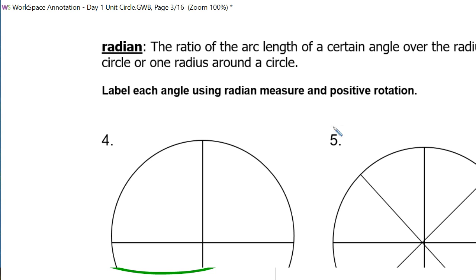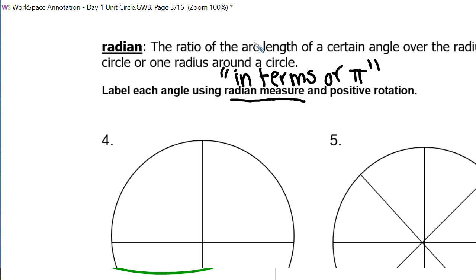Okay, the instructions for the next group of circles. It says to label each angle using radian measure and positive rotation. So whenever the instructions say to use radian measure, that's kind of like back in geometry where it said in terms of pi. So all of our answers need to be in terms of pi. And pi is about 3.14 radii around the circle. So in terms of pi.